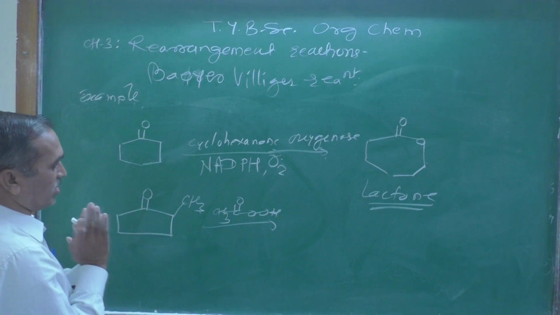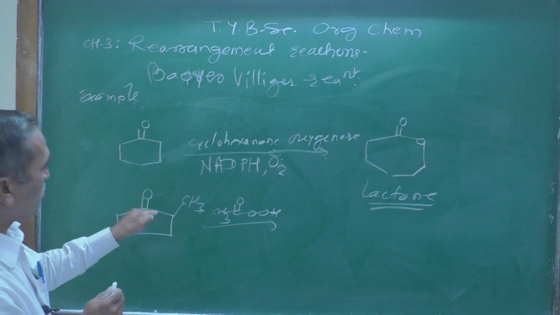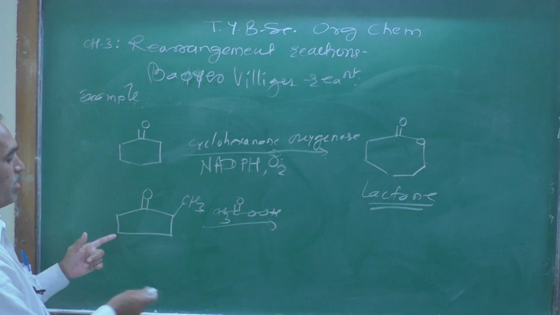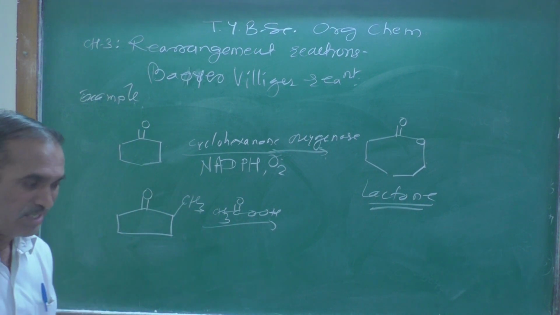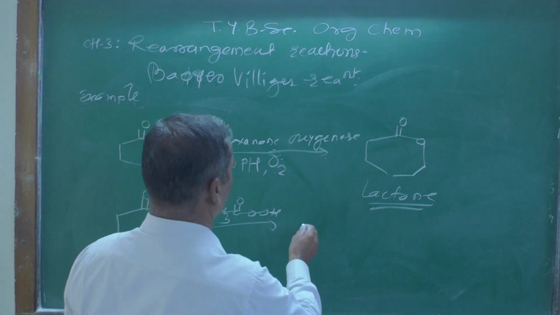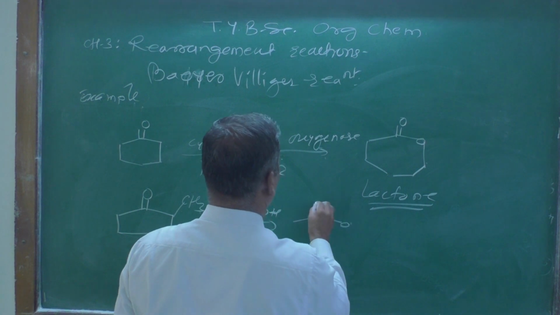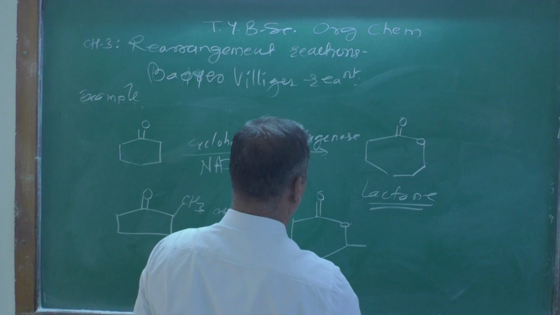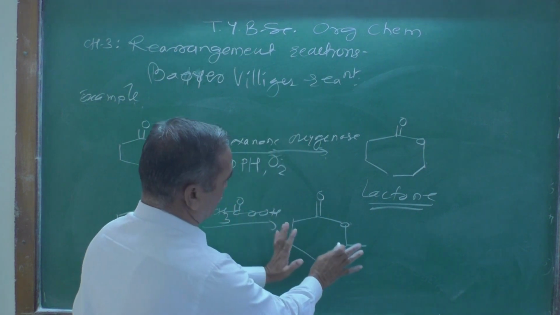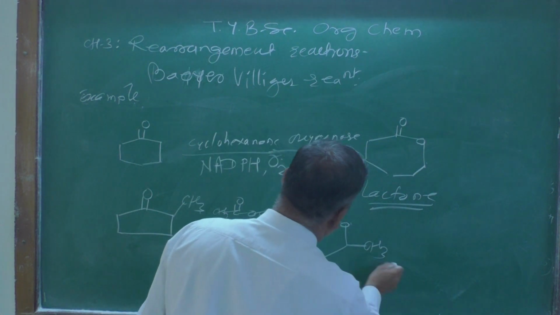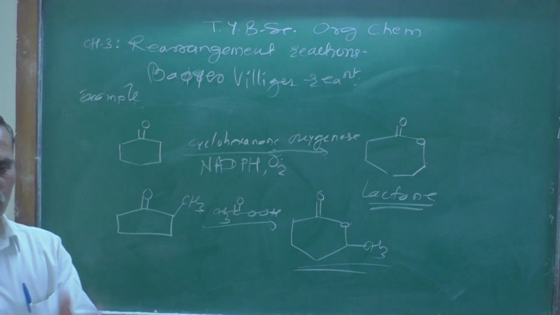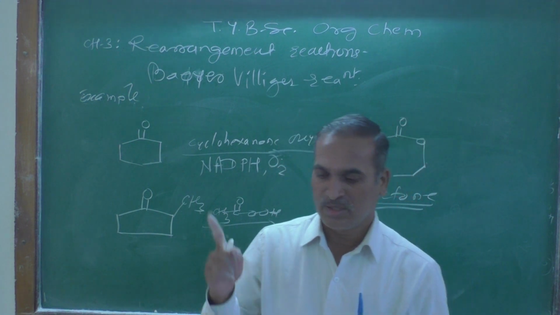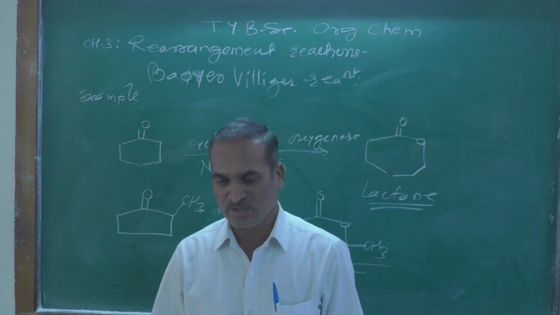Here the question is whether the oxygen is inserted on the right hand side or on the left hand side. Remember, one side has bulkiness. Here a methyl group is there, so you get the product like this. The 5-membered ring becomes a 6-membered ring, and this is the lactone product you get. So this is the trick you should remember as far as the Baeyer-Villiger rearrangement reaction is concerned.